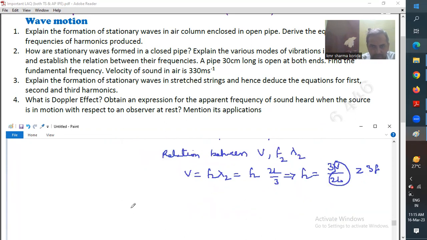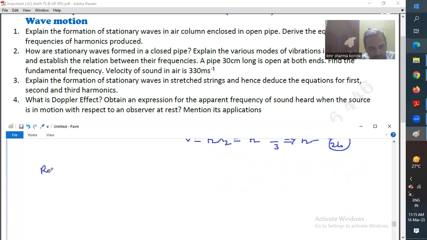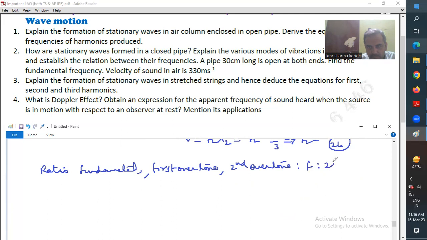So finally, the ratio of the fundamental, first overtone or second harmonic, and second overtone or third harmonic is F is to 2F is to 3F. So the answer is 1 is to 2 is to 3.